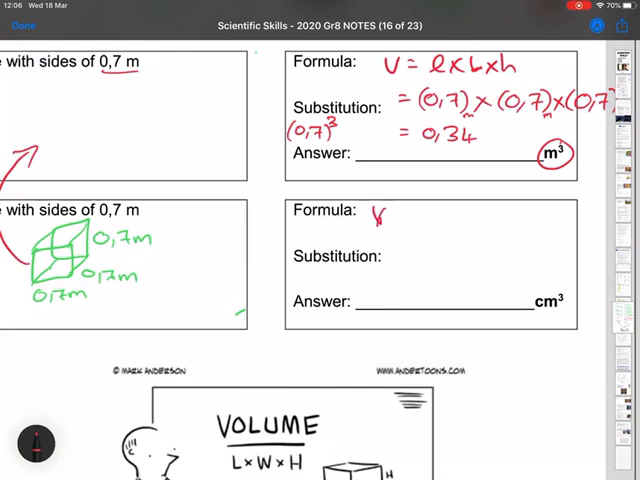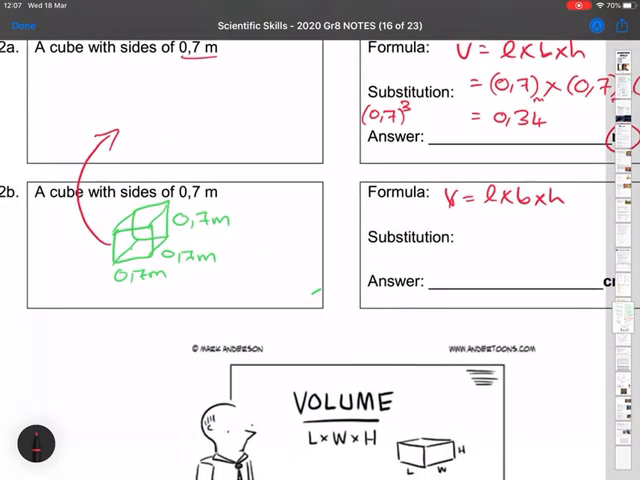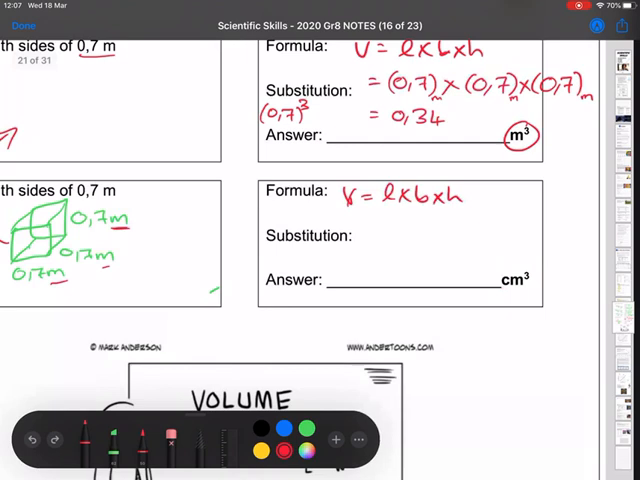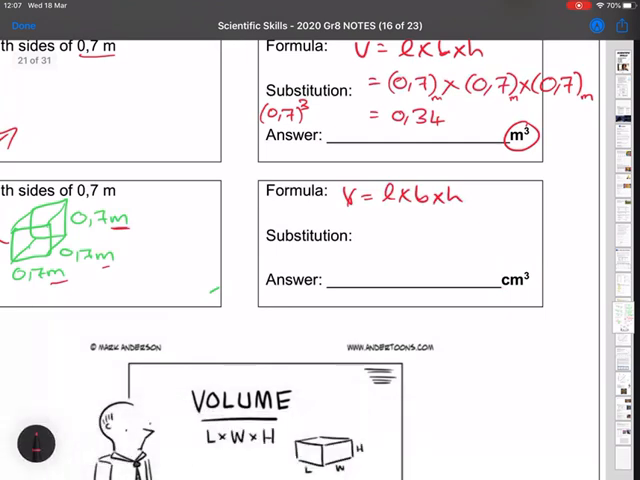Then our last one, formula again, volume equals length times breadth times height. Substitution step. We now need to change these values in meters into centimeters because they want an answer in centimeters cubed. Okay. So 0.7 meters, you've got a big unit going to a small one if you're converting meters to centimeters. So you're going to go from big to small, you're going to multiply. So it's 0.7 times by 100 to get centimeters. And you're going to do that for all of them.